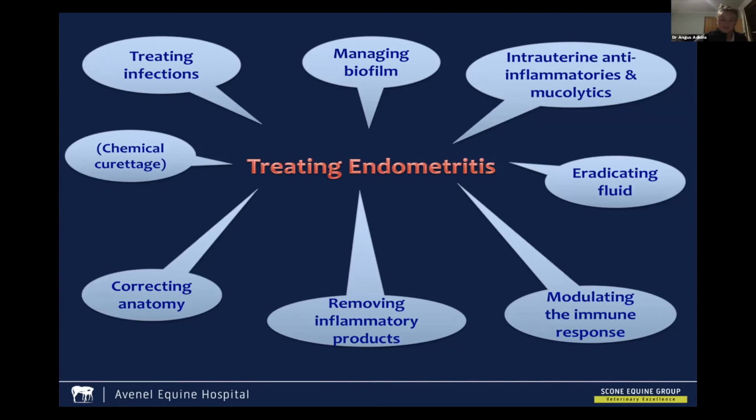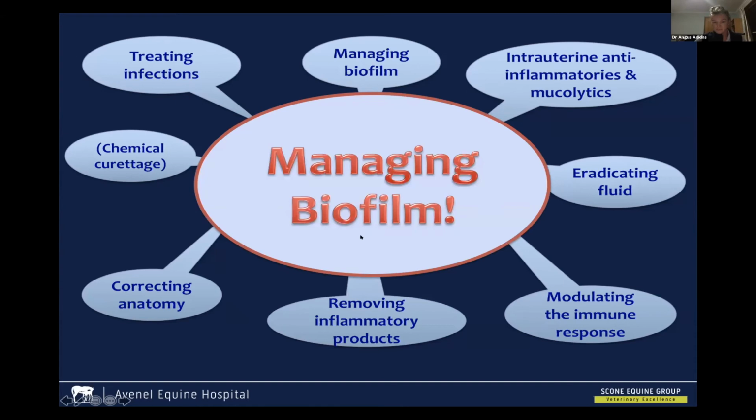And so whilst we've got to accept that probably bacteria account for a lot of our problems in mares, we need to be quite clever about how we use antibiotics and take into consideration the different bacterial traits in our treatment strategies. And that brings me on to the next aspect, which is managing biofilm. So biofilm is a relatively new concept.